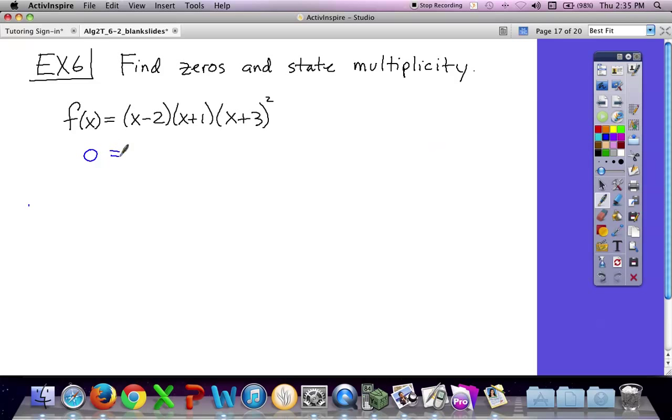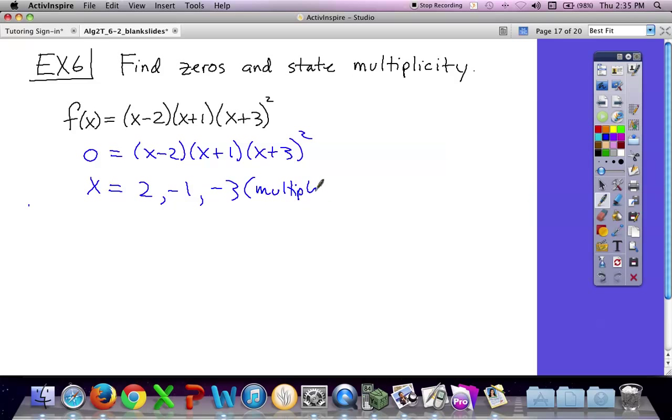Okay, 0 equals x minus 2, x plus 1, x plus 3 squared. That means that x equals 2, -1, and -3. But with the -3 only, I write multiplicity equals 2. The multiplicity does not apply to the other two zeros. It only applies to the one that is coming from a factor which is squared.